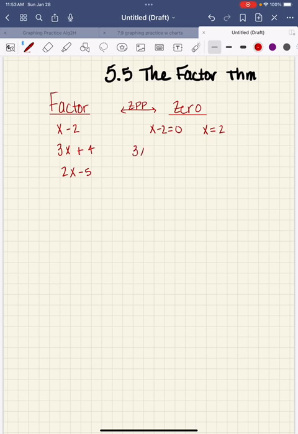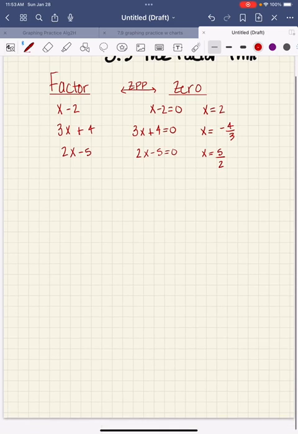3x plus 4, if you set that equal to 0 and you subtract 4 and divide by 3, you would get negative 4/3. And the 0 associated with the factor of 2x minus 5, add 5, divide by 2, and you would get 5/2. So you can go from factors to zeros, which is what we're normally used to, but you can also go from a 0 to a factor.